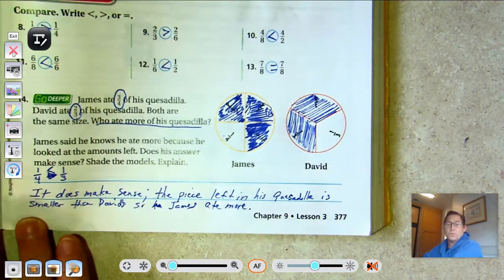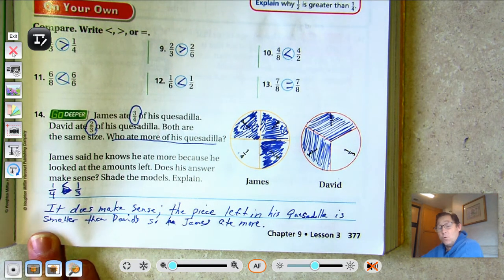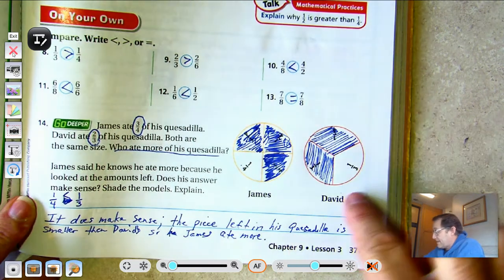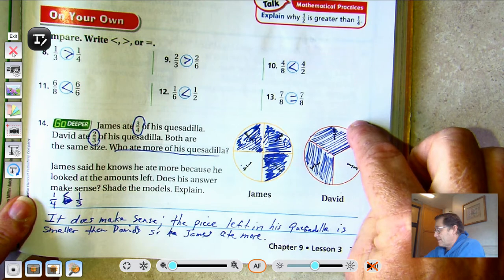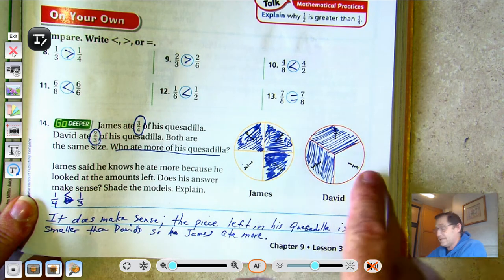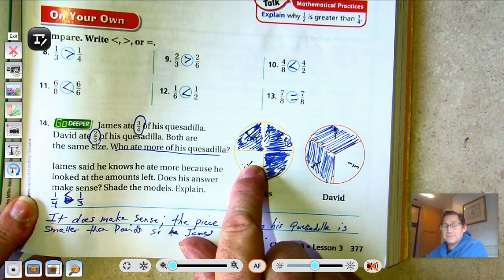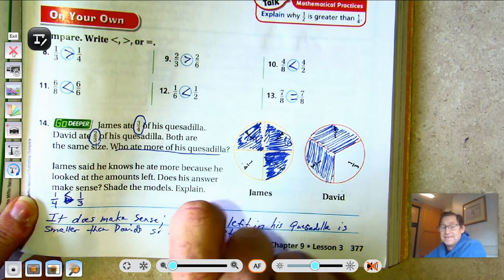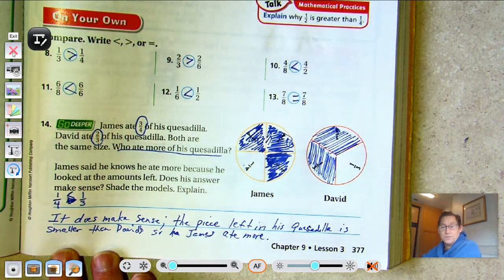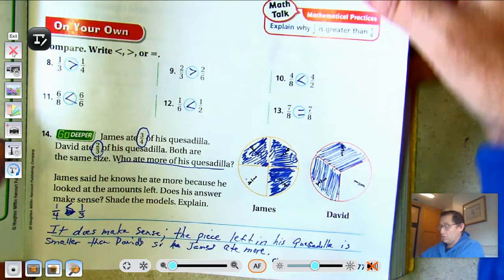So when we're talking about pieces left and we're comparing to see which one was eaten more of, think about that. Which of these was more eaten? Well, if we just compare the one piece that's left, this is a smaller piece that's left, which means more of it's been eaten. Okay, so 1/4 is less than 1/3, so he did eat more because the piece that's left is smaller.